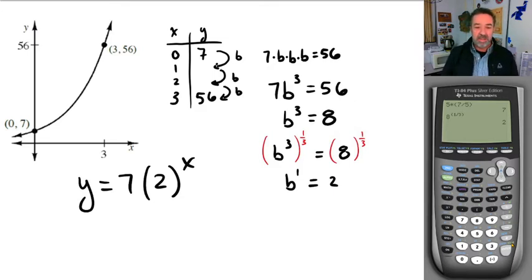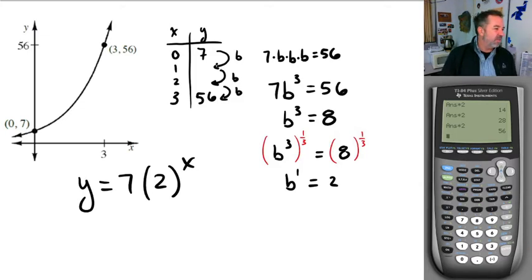And also 7 times 2 is 14. Times 2 is 28. Times 2 is 56. So 7, 2, 2, 2. Right? 7 times 2 times 2 times 2 does give me 56. So it hits the 2 values.